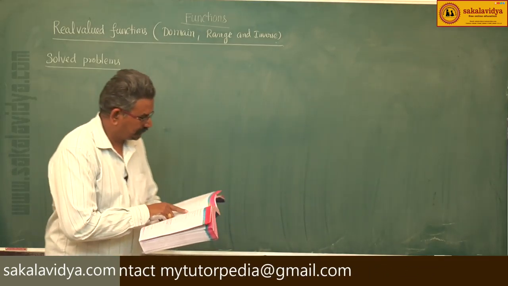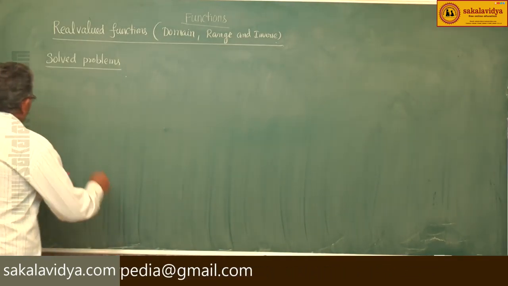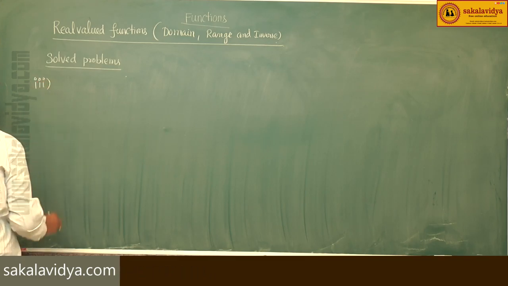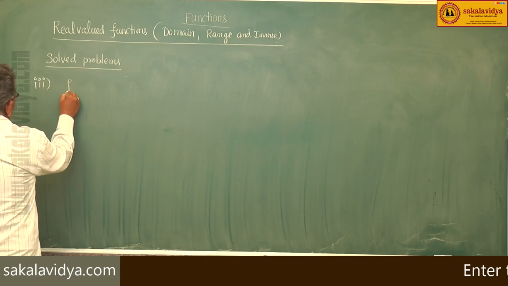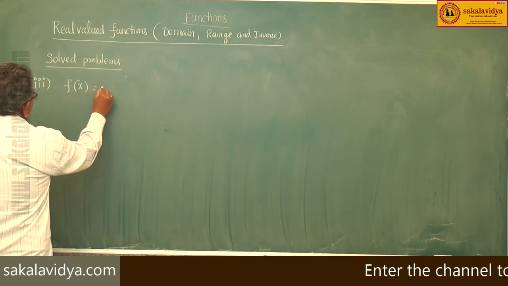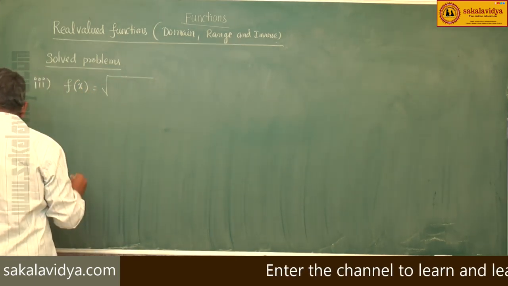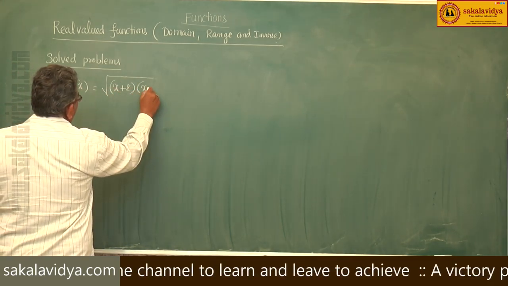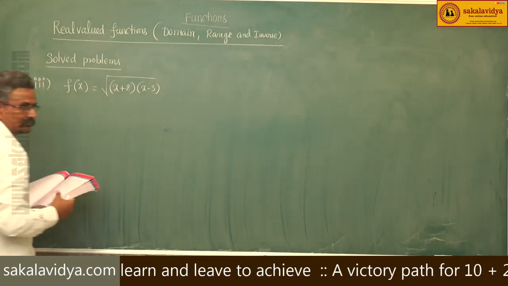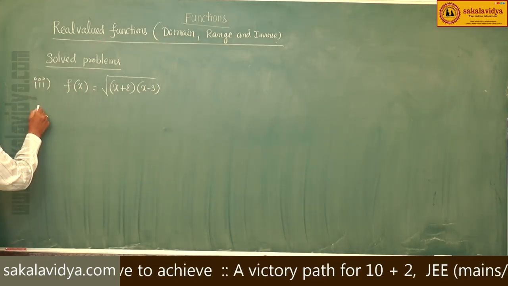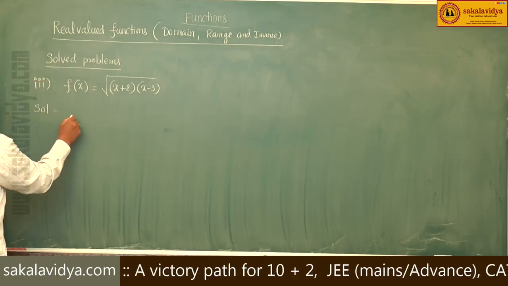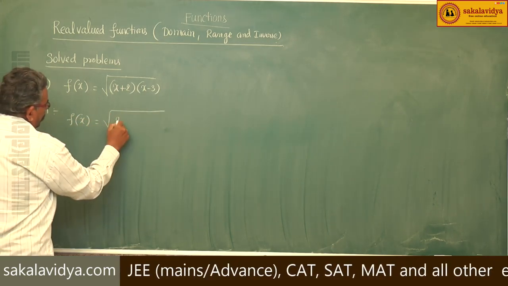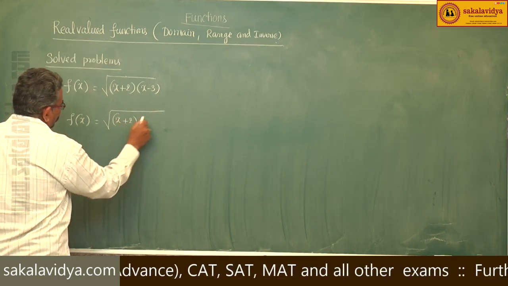Next problem, third one. f of x is equal to root of x plus 2 into x minus 3. Now, solution. f of x is equal to root of x plus 2 into x minus 3.